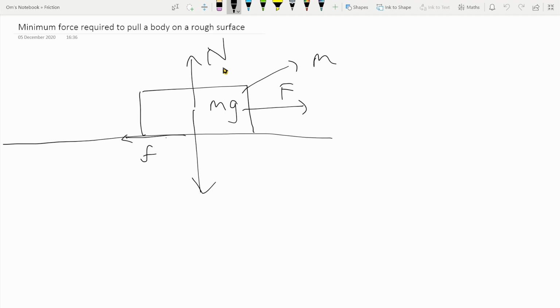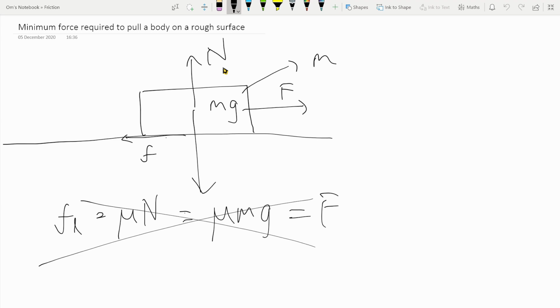So we know that the limiting value of the frictional force, F_L, is equal to mu N, which in our case is equal to mu mg. Whenever this is equal to F, the body starts to move, and hence this is the minimum force. But as we will soon see, this reasoning is completely wrong. And so what we have to do is try and understand why this reasoning is actually wrong, yeah?